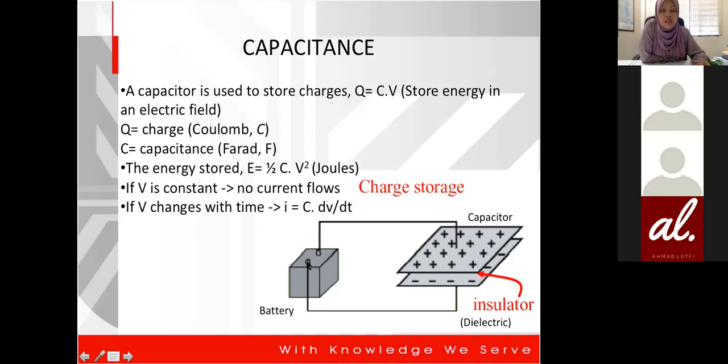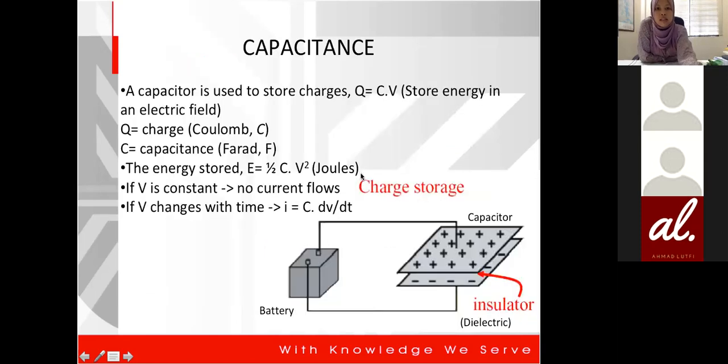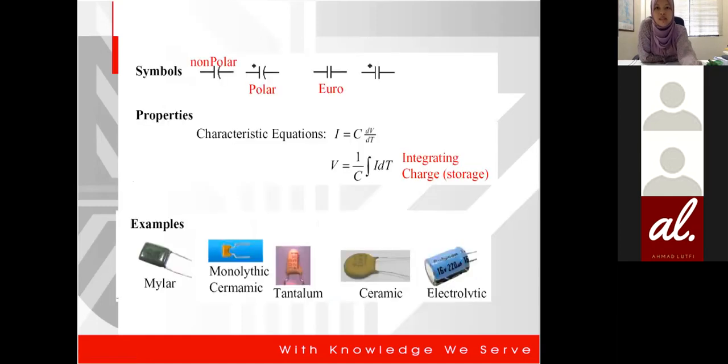But once you start to provide voltage into the circuit, the capacitor starts charging and the current flow inside the capacitor will increase up to a maximum. Okay, we'll discuss about this later, I think in the next lecture. The unit for capacitance is farad. The symbol looks like two parallel lines, like this.